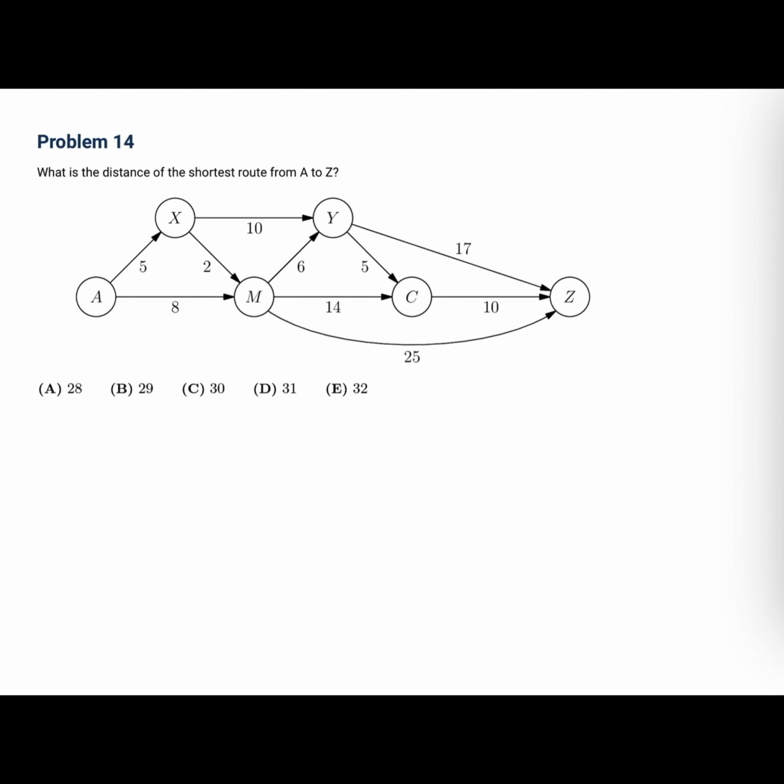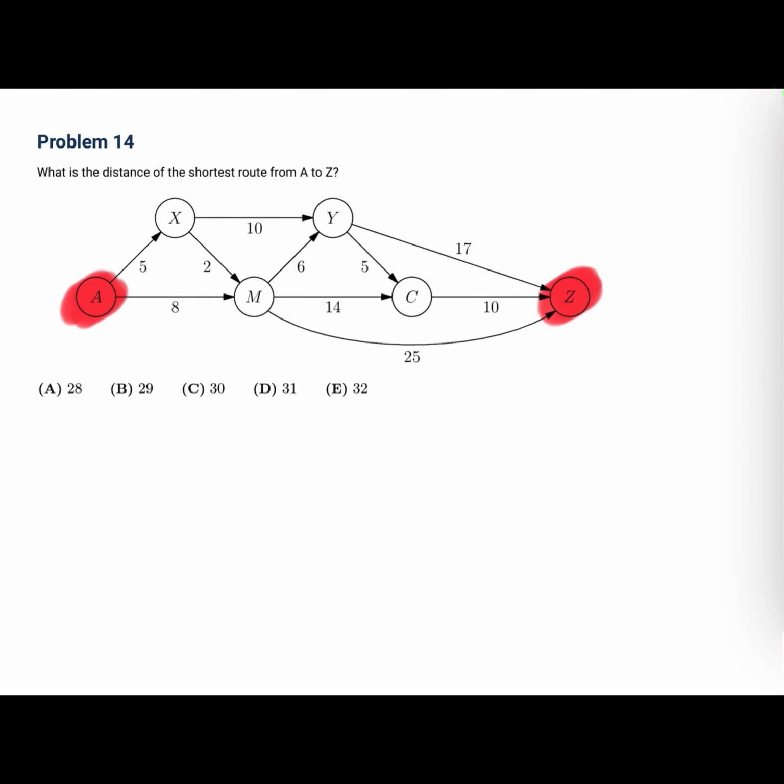Problem 14. What is the distance of the shortest route from A to Z? So looking at this diagram, we have to find the shortest path to go from A to Z. Keep in mind, most of these diagrams are not drawn to scale, so paths that seem shorter may be double the amount. Now, the paths are labeled with the number of steps, so we can always trust the math most of the time. So I'm going to go ahead and highlight A and Z in red so we know where we're starting and where we're ending.